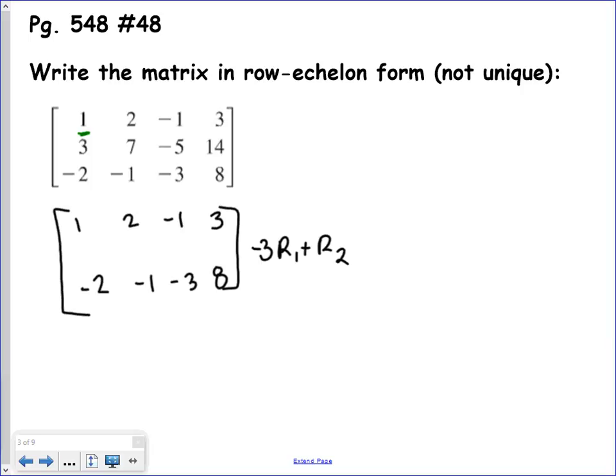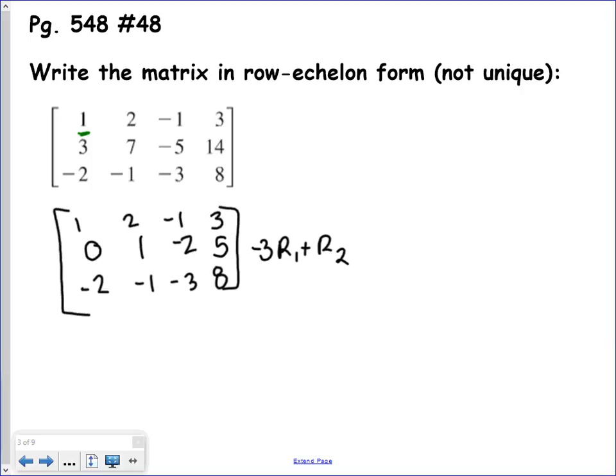1 times -3 plus 3 is 0. 2 times -3 is -6, plus 7 is 1. -1 times -3 is +3, plus -5 is -2. And then -3 times 3 is -9, plus 14 is 5. And I saw a lot of groups get this second line. Okay, so that's excellent. And when I get that second line, I also make a little note to myself. Not only did I get a 0, but I also got a leading 1, which is what I want.